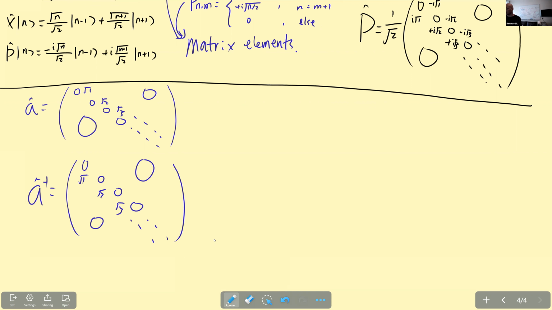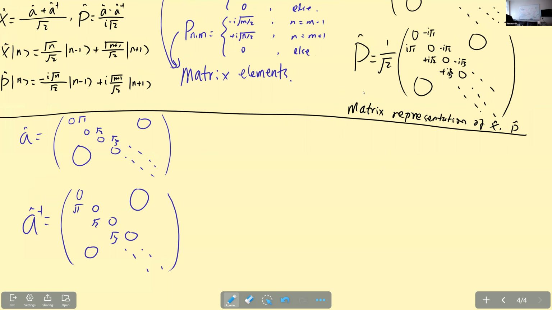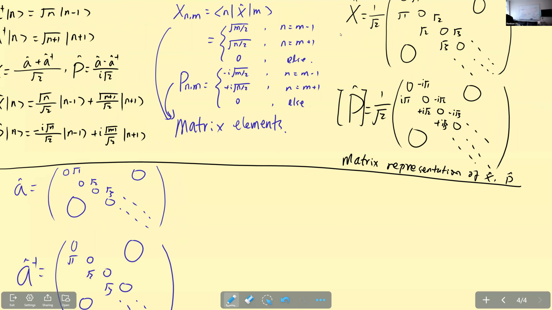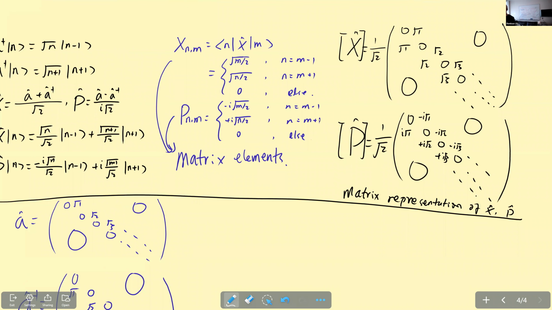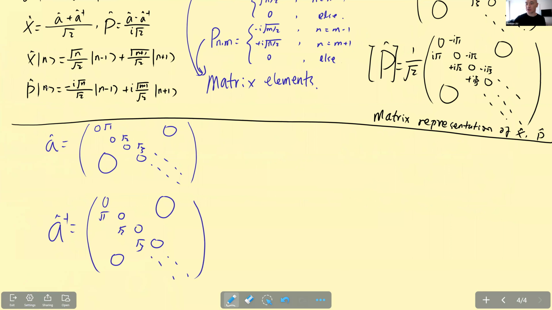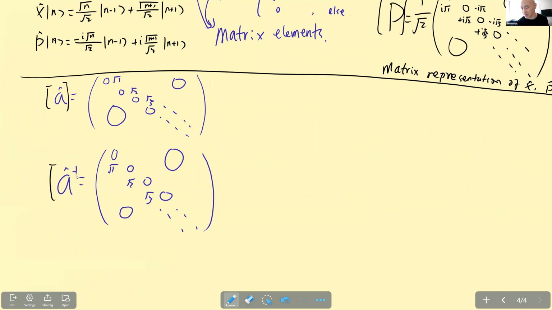Right. So this is called a matrix representation of those operators. Sometimes we put a bracket right here to emphasize this is a matrix. When no confusion exists, you can just use the original operator symbol to denote the matrix. Okay, the same.